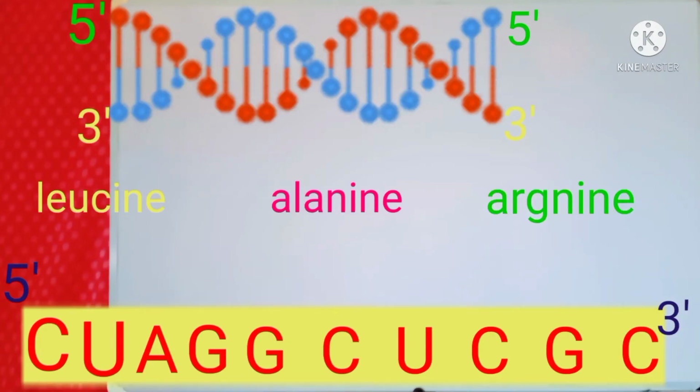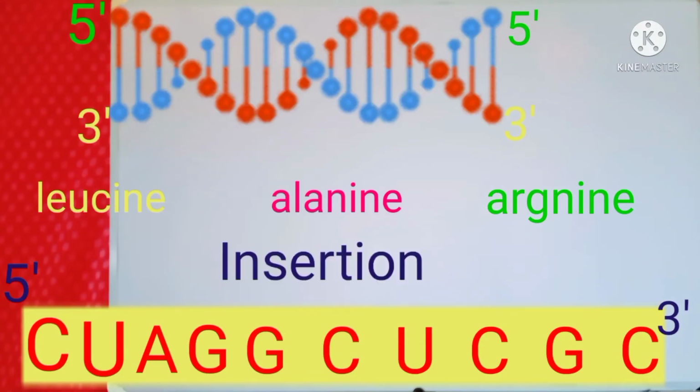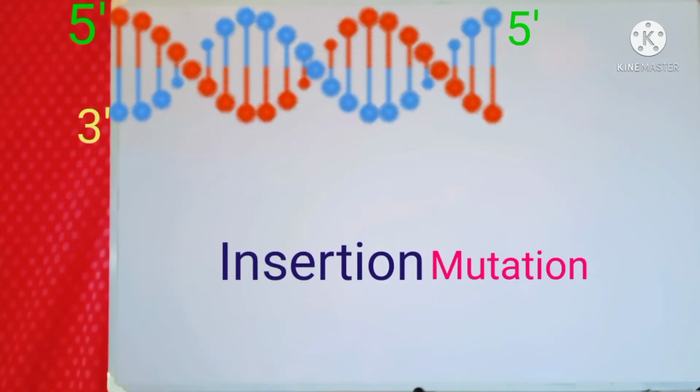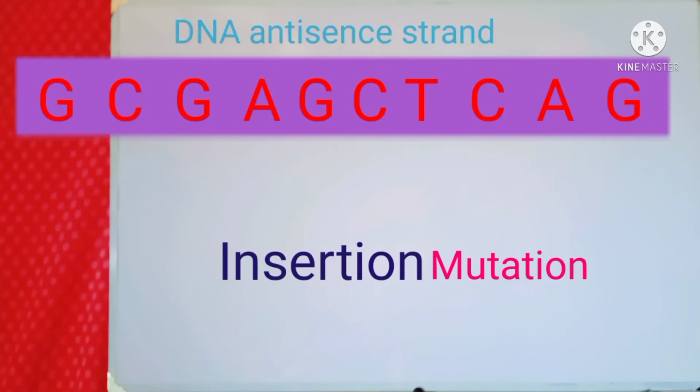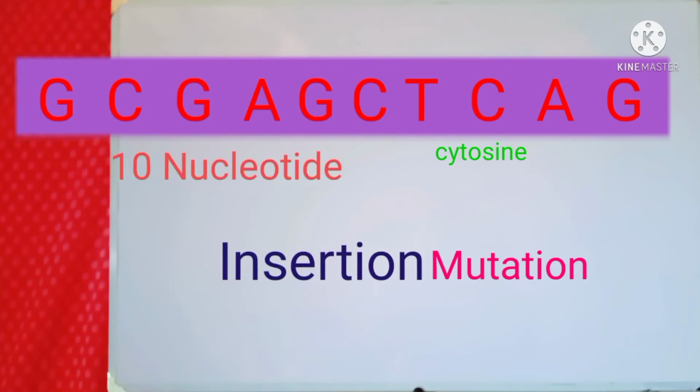So let's suppose that as a result of some type of outside factor, we have an insertion taking place. So we have a mutation that is known as an insertion mutation. Basically, let's suppose between the 7th and the 8th nucleotide on the DNA antisense strand, we insert a cytosine nucleotide. So now our DNA strand consists of 10 nucleotides instead of 9.